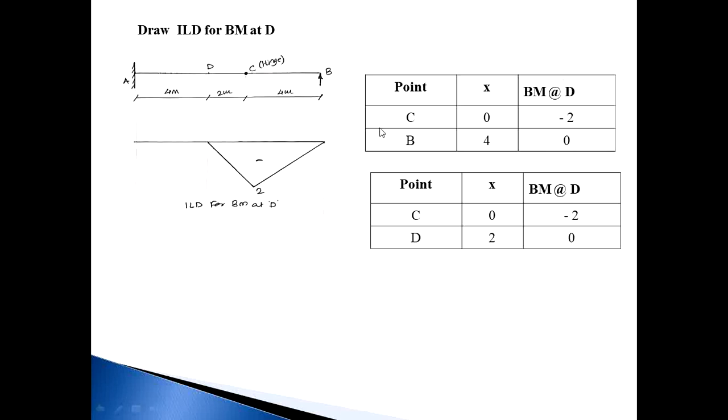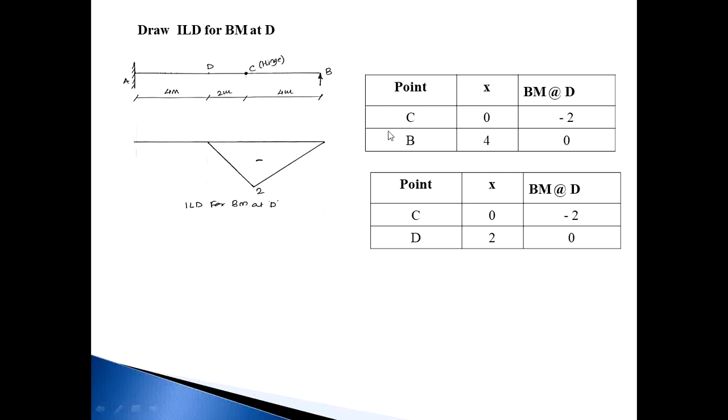So at C point, x is equal to 0, that value will be minus 2. Minus value is plotted downside of the baseline, this is the 2. At B it becomes 0. At C minus 2. C is a common point for both conditions, so the value for bending moment is the same, minus 2. And at point D it will be 0 and at A 0. So this is the baseline. So join all the coordinates and this is the ILD for bending moment at D.